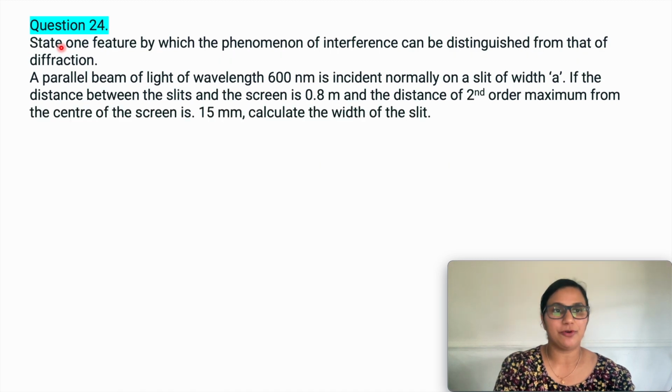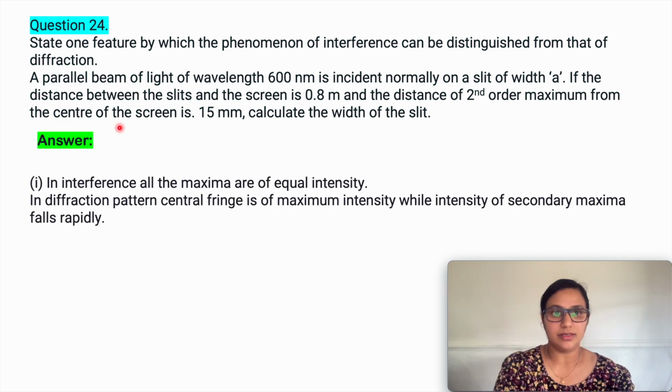Question number 24. State one feature by which the phenomenon of interference can be distinguished from that of diffraction. Sub-question: a parallel beam of light of wavelength 600 nanometer is incident normally on a slit of width a. If the distance between the slit and the screen is 0.8 meter and the distance of the second order maximum from the center of the screen is 15 millimeter, calculate the width of the slit.